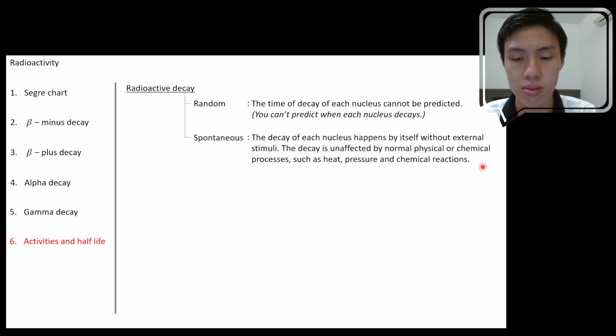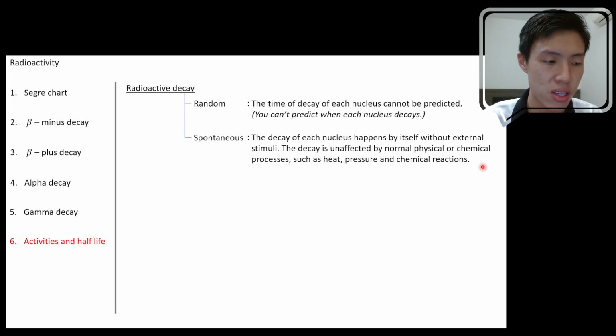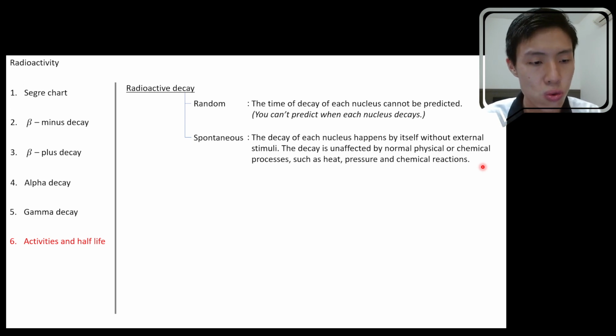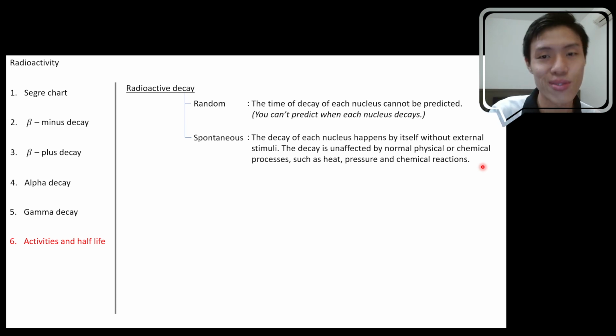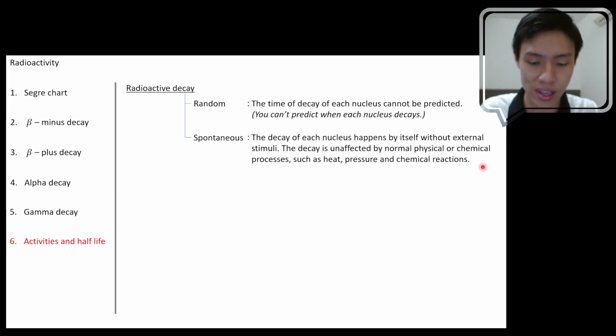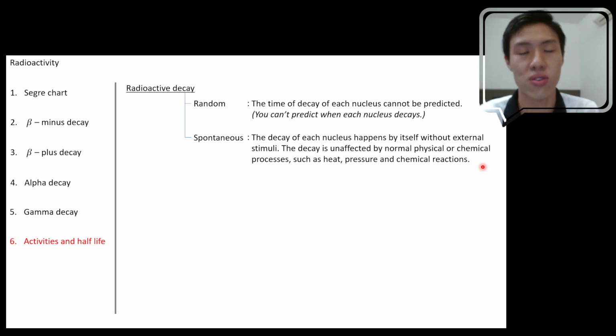You cannot heat up the material. You cannot soak the material in water or do some kind of chemical reaction to increase the rate of radioactive decay. Those things are not possible. When it wants to decay, it will decay by itself. You cannot do anything externally to affect the process, to speed it up or slow it down. There's nothing you can do about it.